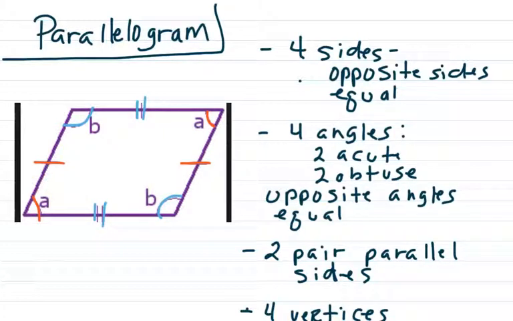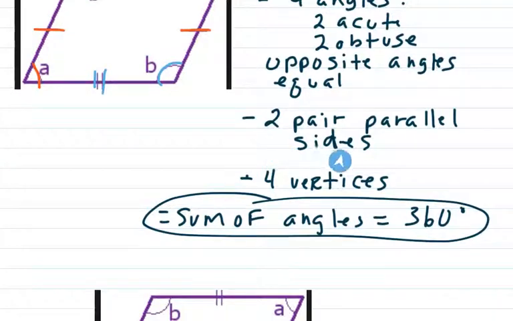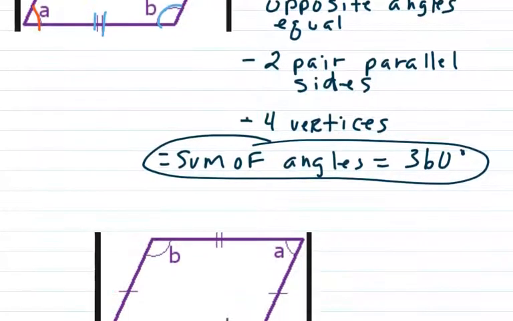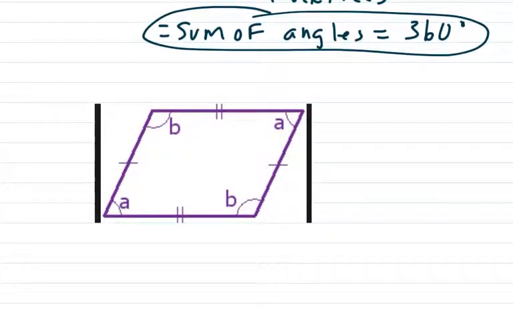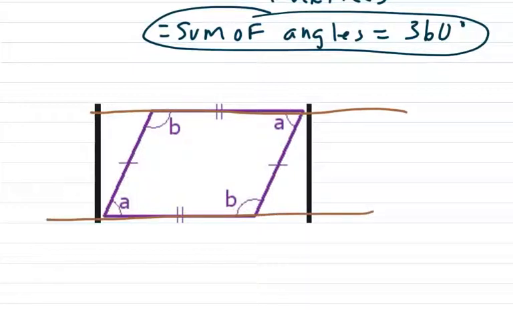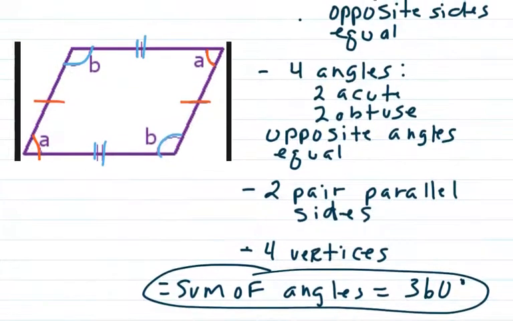And just like the other one, the opposite angles are equal. The angles that are opposite each other are equal. It also has two pair of parallel sides, and it has four vertices, one on each corner. And the sum of the angles is 360 degrees. So I'm going to show you the parallel sides. You have a set of parallel sides here and here in brown. Then you have another set of parallel sides here in green. Two pair of parallel sides.